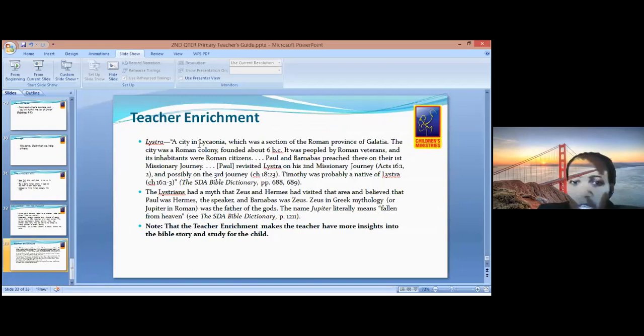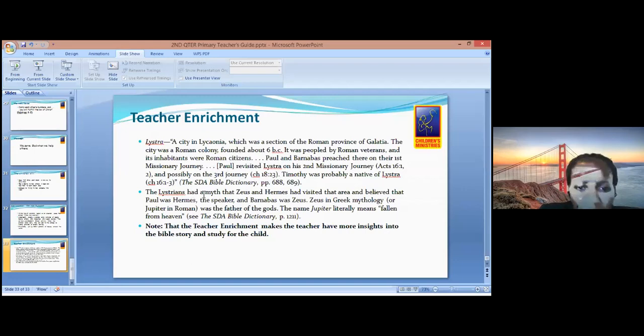I'll read it briefly. It says, a city in Laconia, which was a section of the Roman province of Galatia. The city was a Roman colony founded about 6 BC. It was peopled by Roman veterans, and its inhabitants were Roman citizens. Paul and Barnabas preached there on their first missionary journey. Paul visited Lystra on his second missionary journey, and possibly on the third. Timothy was probably a native of Lystra.